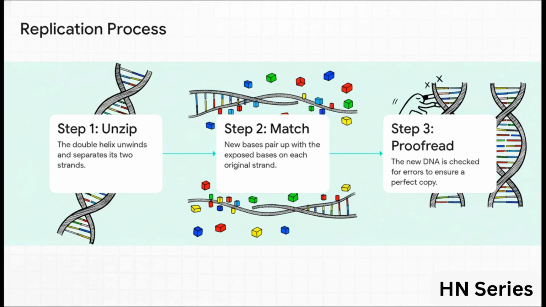Well, the process is just so elegant. First up, unzip. A special molecule comes in and acts like a zipper, unwinding that double helix and pulling the 2 strands apart. Okay, step 2. Match. With the strands separated, new bases floating around come in and match up with their exposed partners. A finds a T, G finds a C, building a brand new strand. And finally, the most amazing part, step 3, proofread. Another little molecular machine goes along and checks for any mistakes, fixing them on the spot. And the end result? 2 perfect, identical DNA molecules where there was once only one.